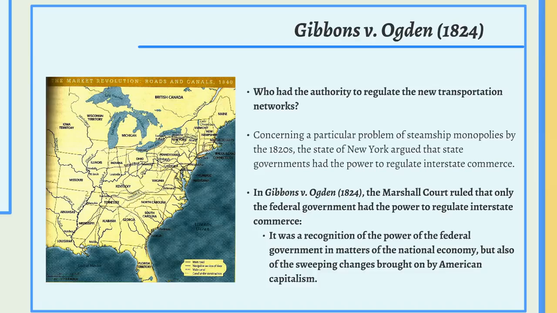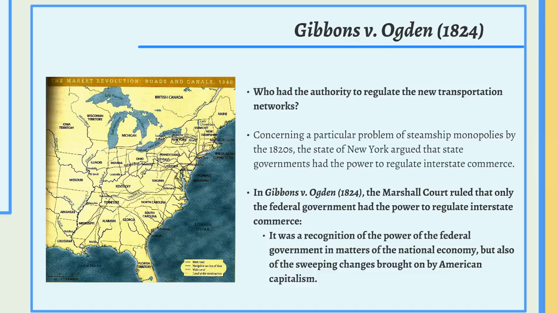So the state of New York began to argue that as a state government, it had the power to regulate interstate commerce. In other words, if those steamship monopolies also operate in New Jersey and Connecticut, New York could still regulate and tax them if it wanted to. This case goes before the Supreme Court, and so the Marshall Court has to rule on this fundamental question. Who has the power to regulate interstate commerce? And they are very, very clear. Only the federal government. States could not regulate businesses that occurred in their state but also crossed into other state boundaries. And so what this case also shows us, like the McCulloch decision, was that the federal government has a lot of power when it comes to the issues of the national economy.